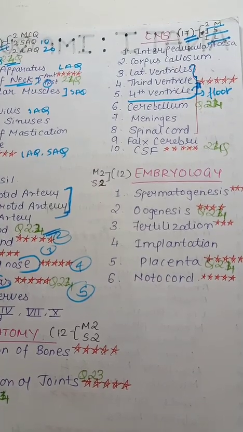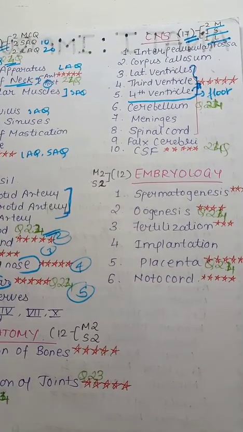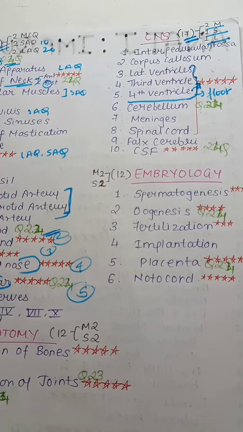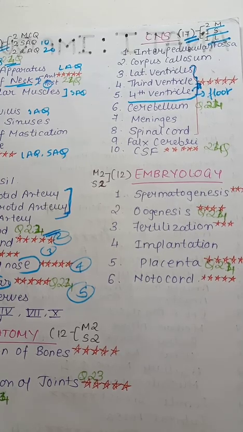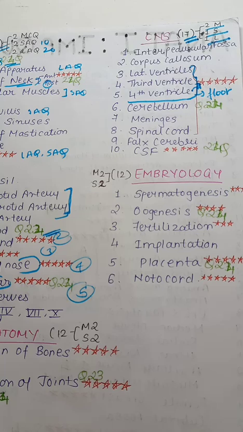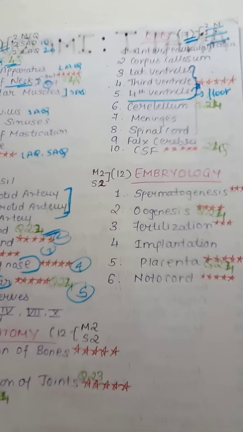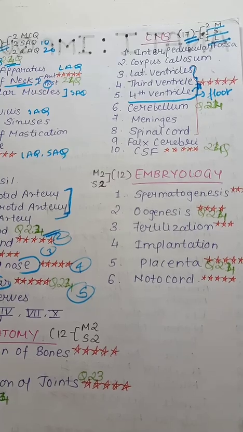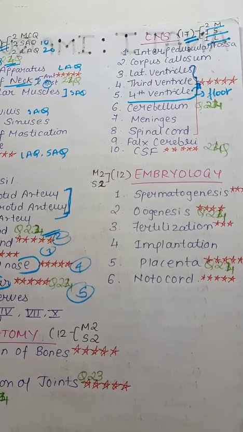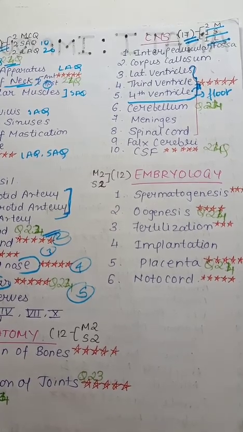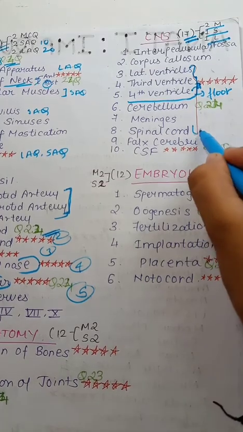Then we have cerebellum. It was present in the 2024 examination. Cerebellum is the most important and it can be asked for LAQ. In 2024 also the question was for LAQ only. Now meninges, the covering of the brain and spinal cord, it is very important. Then spinal cord itself is very much important. It can be asked for LAQ.